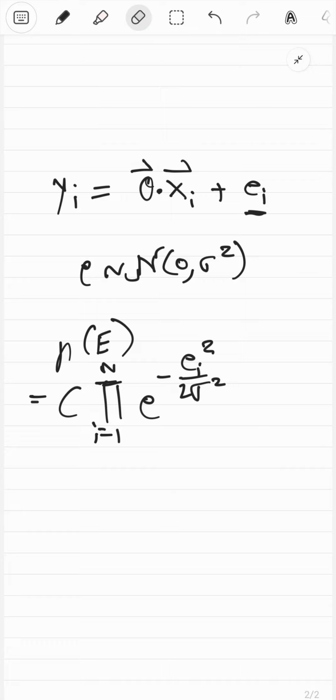Now e_i is essentially just y minus theta x, right? So y_i minus theta dot x_i, right? That thing, norm of that, not the norm actually, because it's just a scalar at this point. So that thing squared upon 2 sigma square, right? So that's the probability of your errors being the way they are.